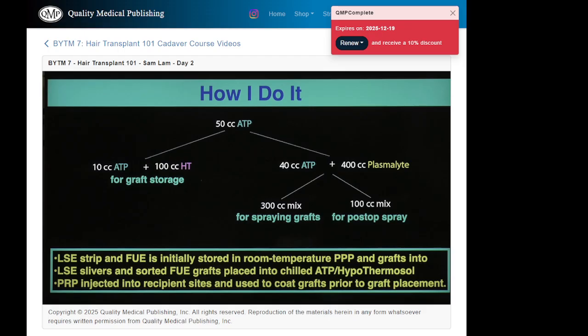My PRP is sitting on the back table ready for me to inject at the end of the recipient sites. I'll inject the PRP at the end of my recipient sites for strip. I'll inject the PRP at the end of the FUE harvest, because remember I did the sites earlier, and I'll put that right before graft placement. I basically do it right before graft placement.